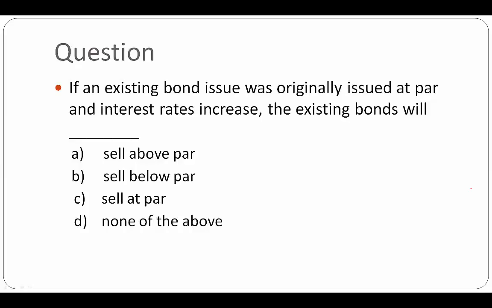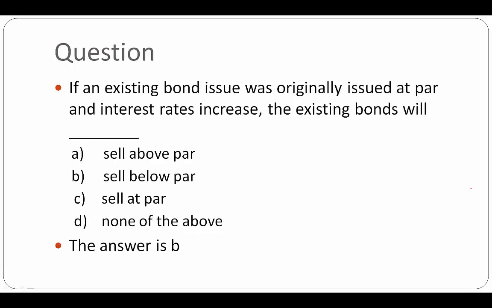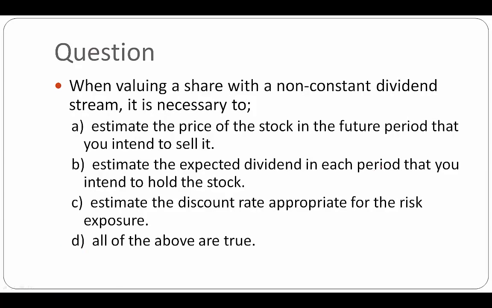Well, if people want a higher rate of return, remember, they can't change the contractual cash flows that the bond offers. If they want a higher rate of return, the only thing they can do is offer a lower amount. So offer a lower price. So what will the answer be? Well, they'll sell below par. The price will drop to below face value.